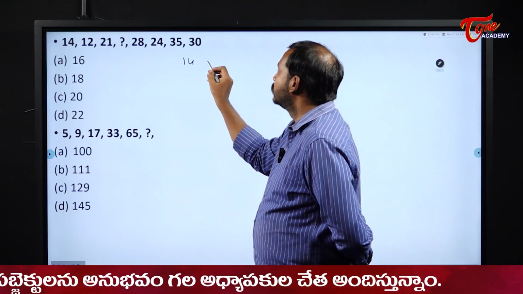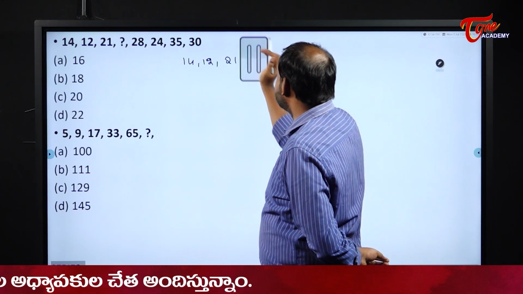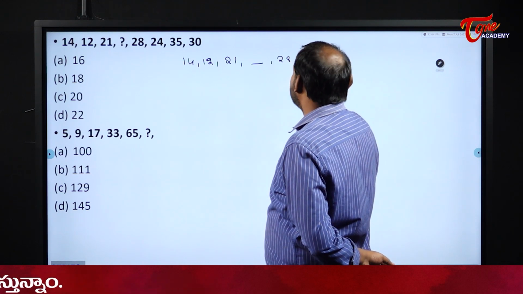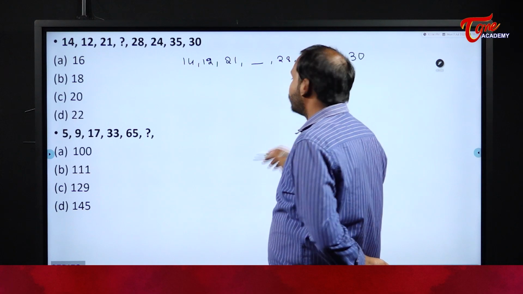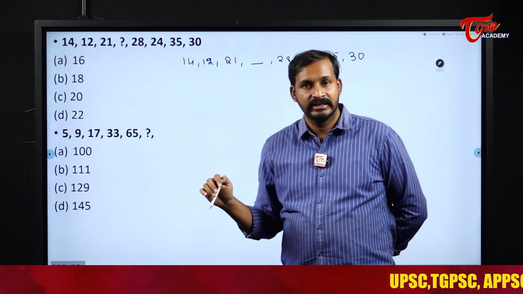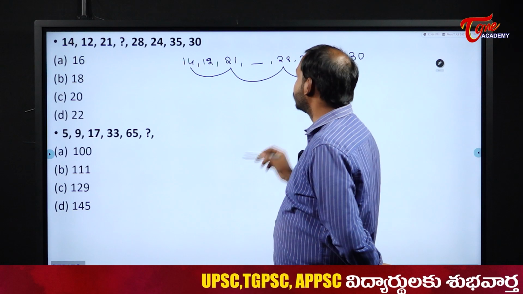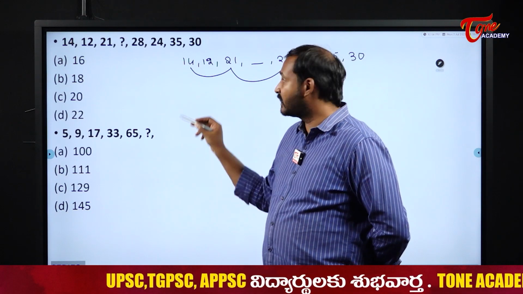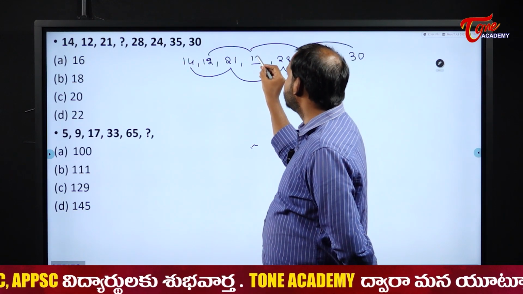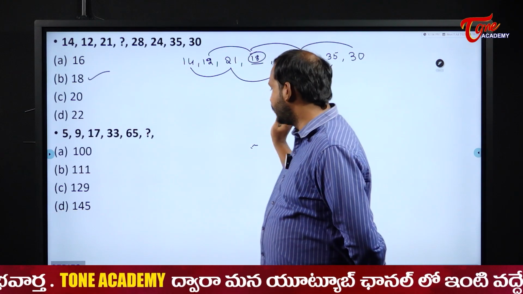14, 12, 21. Something is missing here. 28, 24, 35, 30. Whenever you see this type of mixed series, increasing, decreasing, you think in an alternate manner. 14, 21, 28, 35. What are these? Multiples of 7, right? Next 12, something here, 24 and 30. What should be here? 18. Why? Because these are multiples of 6. So our answer here becomes 18.